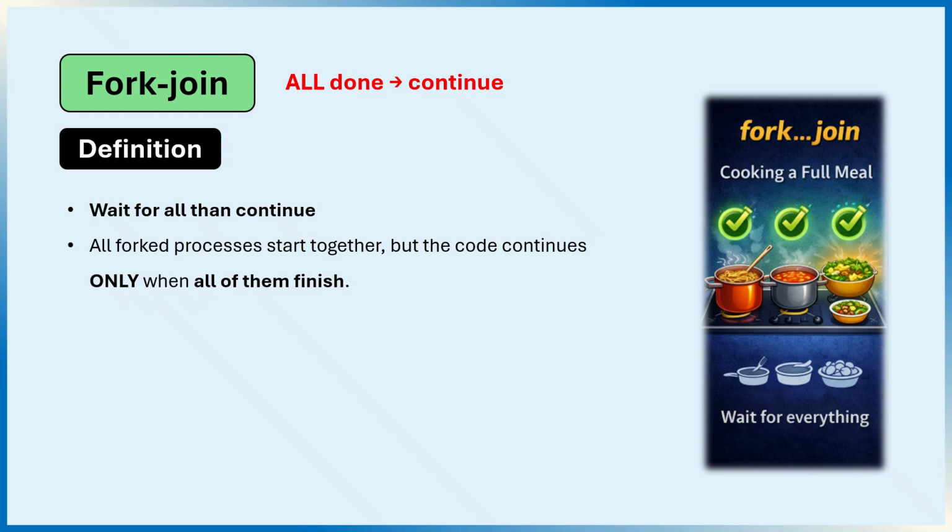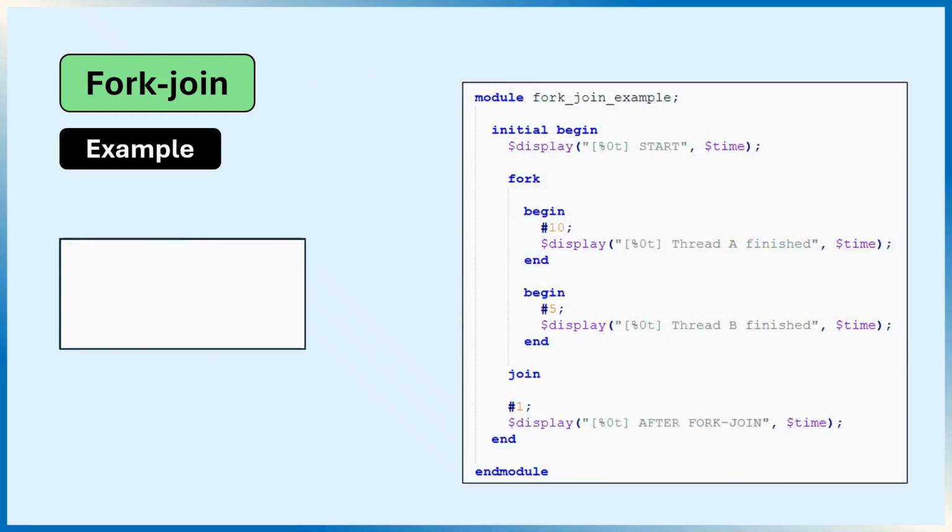Now let's look at the code. We start in an initial block, which immediately prints time 0 start. Then we enter the fork. Inside it are two begin-end blocks, which are two parallel threads. Thread A waits 10 time units, then prints thread A finished. Thread B waits 5 time units, then prints thread B finished.